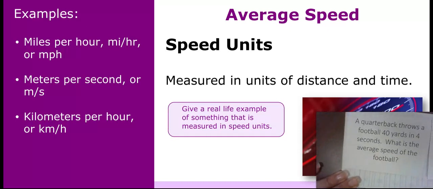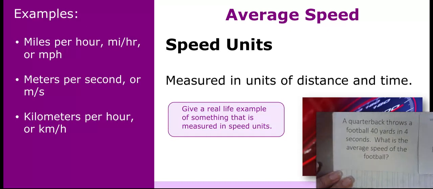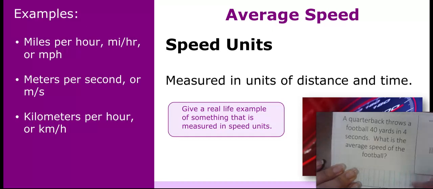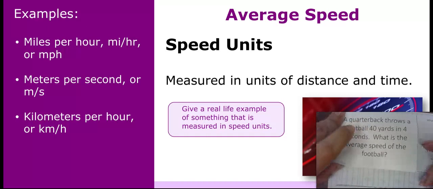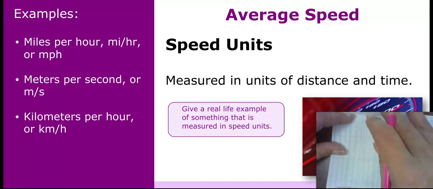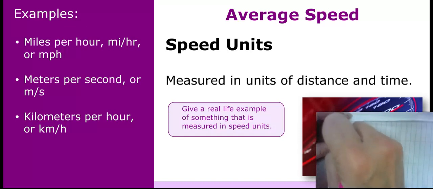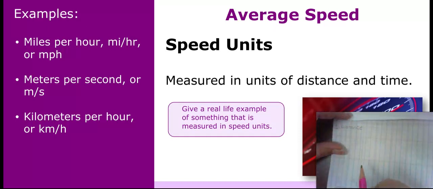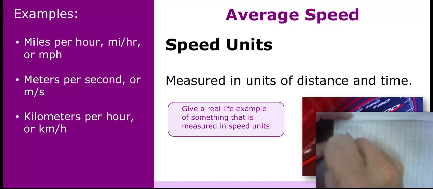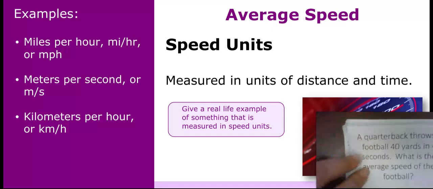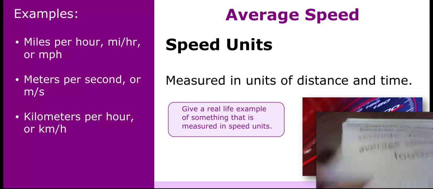A quarterback throws a football 40 yards in 4 seconds. What is the average speed of the football? We're going to go ahead and solve it. We're going to write our formula. Speed equals distance divided by time. Going back to my problem, my distance is 40 yards. My time is 4 seconds.